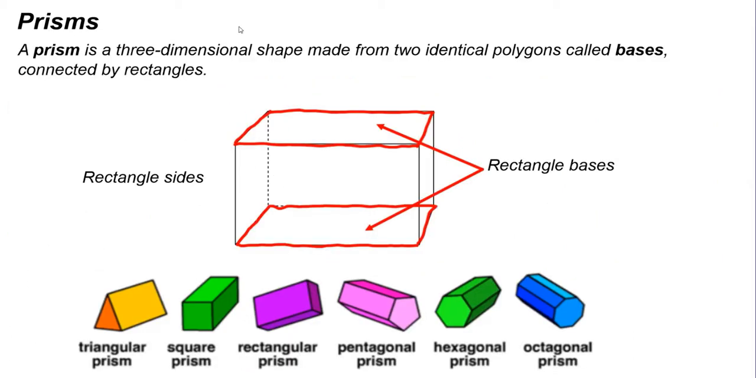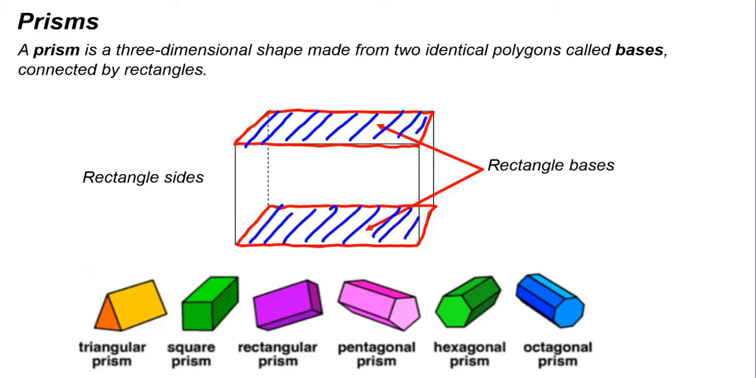So first, let's talk about what a prism is. A prism is a three-dimensional shape made from two identical polygons called bases, and then the sides are all rectangles. So these two identical bases are connected by rectangles. So when we have a prism, you're always going to find two identical bases. So in this large example here, these rectangles are the bases. So they're identical and parallel to each other. So these are considered the bases of our prism.